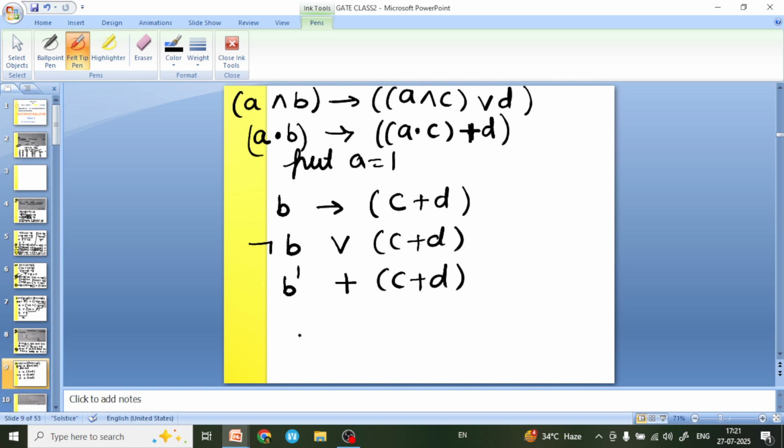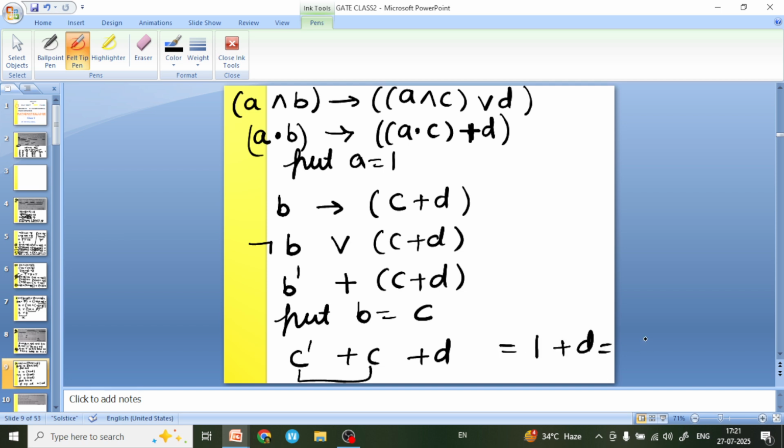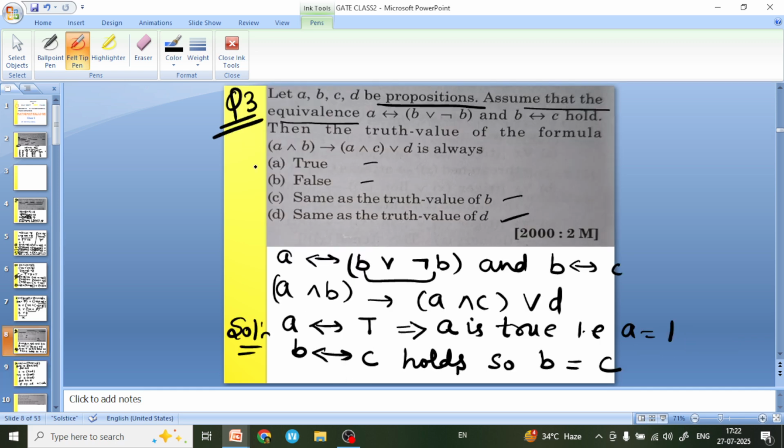And now we put B is equal to C, so C dash plus C plus D, and C dash plus C is equal to 1, plus D is equal to 1. So the expression is always true. Then we can say the result will be true.